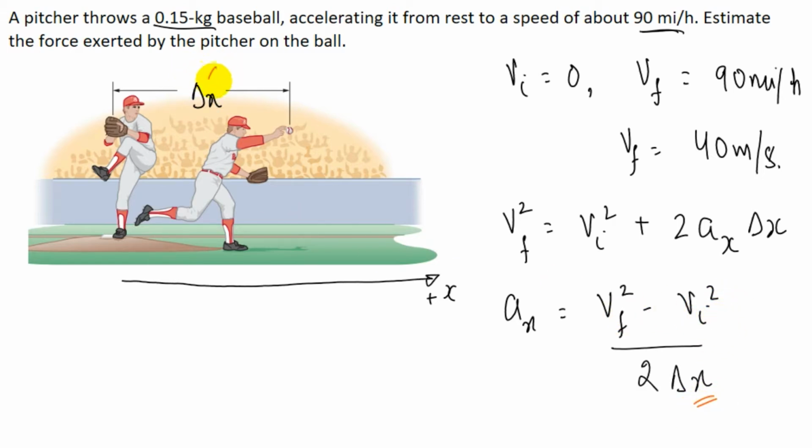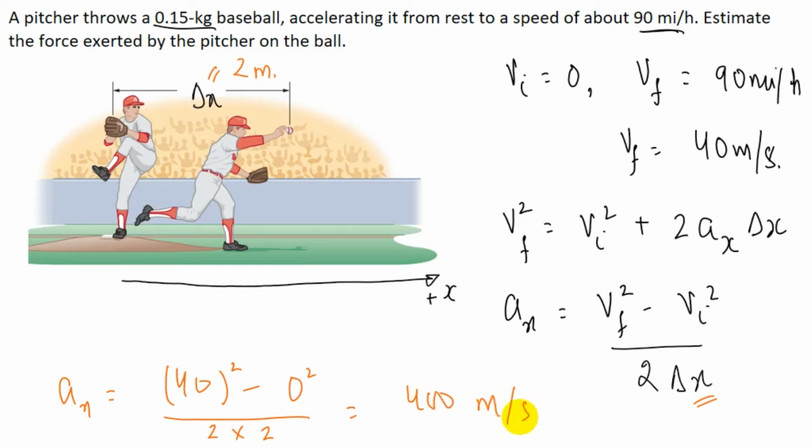Now from the figure we can approximate this value to be nearly 2 meters. We have to make this estimation, otherwise we can't solve this problem. Okay, so the acceleration for the ball in the x direction would be 40 squared minus the initial speed, which is 0, so 0 squared, divided by 2 times 2, and that equals 400 meters per second squared. So we have obtained the acceleration.